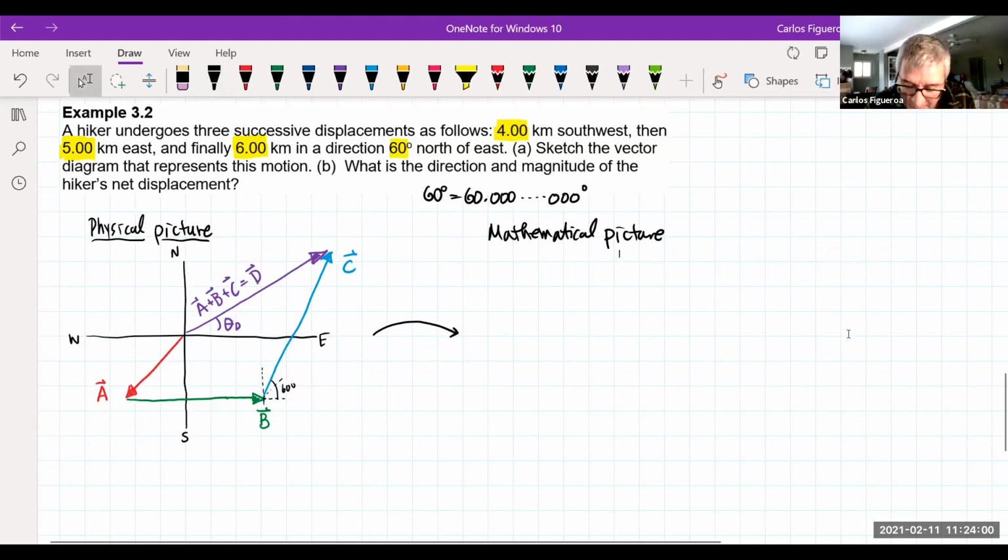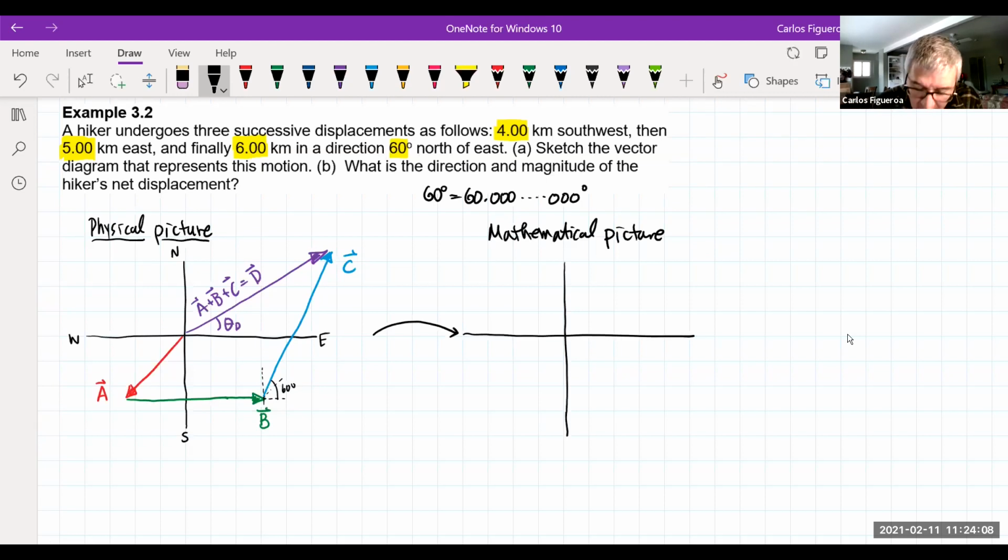So if I look at my mathematical picture here, what I'm going to do is the exact same thing as I did before. I take my red vector and move it to, let's say, something like this. There's my A vector. Then I take my B vector and put its tail right here. And then I take my C vector and put its tail right up here.